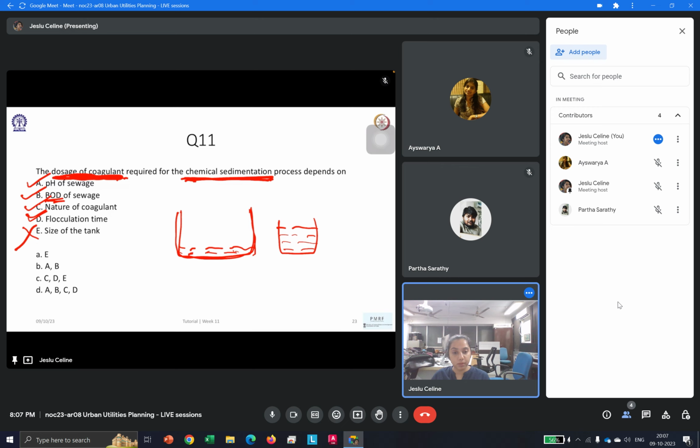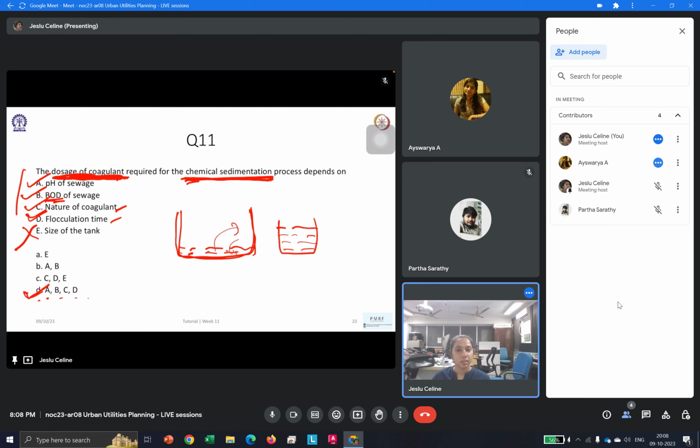So the dosage is based on the chemical properties of the sewage and the volume which is there. So that's why the nature of the coagulant, the flocculation time, all these aspects matter, and it doesn't depend upon the size of the tank or where it's located. So yeah, D is the answer over here. A, B, and C are correct, which means option D is the answer. Any doubts in this question?